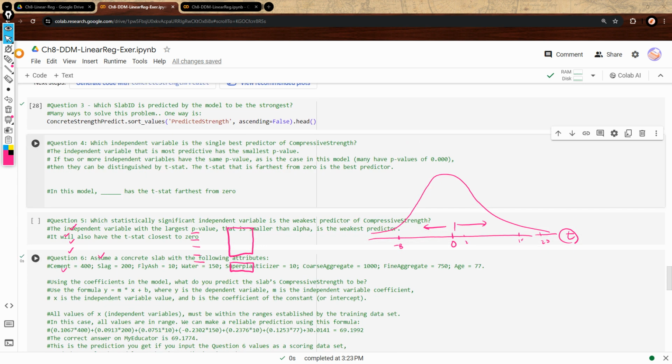So you need to find the name of this independent variable that has the t stat farthest from 0. Question number 5: which statistically significant independent variable is the weakest predictor? This time we have to find the opposite case, the independent variable that has the largest p-value.